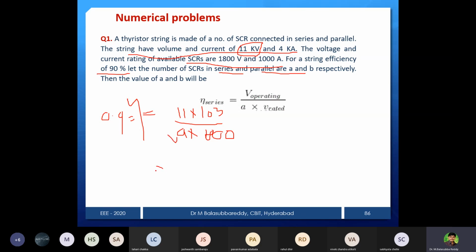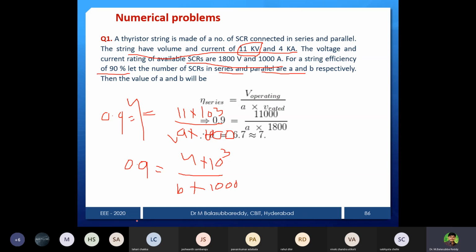And what is the B value? Same thing, you make use of the current rating. String efficiency is 0.9, 90%, and the current rating is given as 4 kiloamperes, the actual current rating of the whole string, divided by the number of SCRs in parallel into one SCR current rating. What is one SCR current rating? 1000 amperes. That's all. You will get A and B. So the problem is over. If you know the formula, you can just substitute.